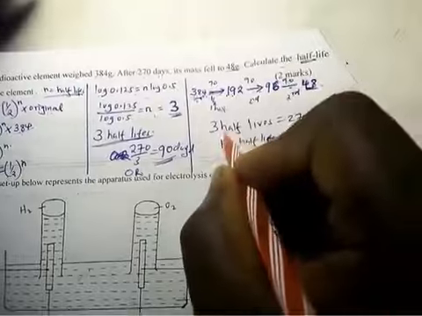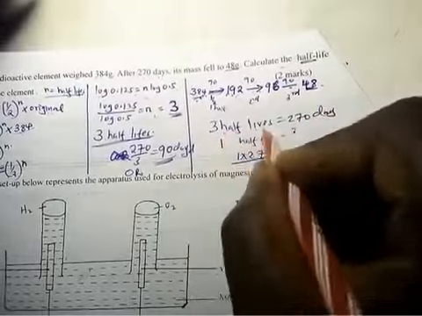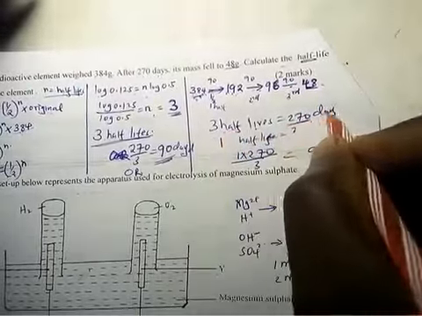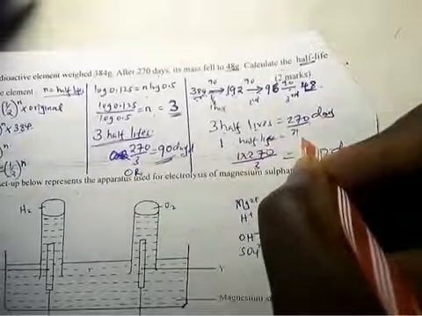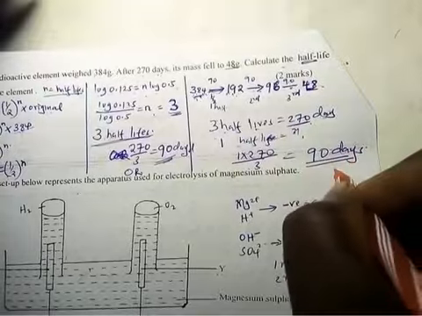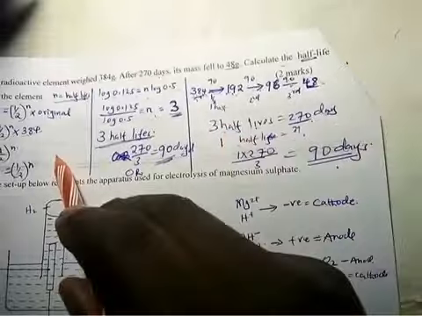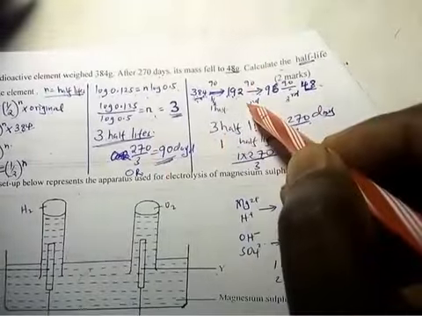So there are 3 half-lives. 3 half-lives is equal to 270 days. 1 half-life itakuwa ngapi? Itakuwa 90 what? Days. So you can use the formula or the knowledge.